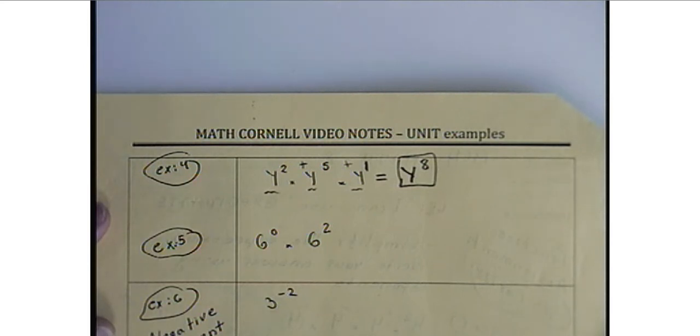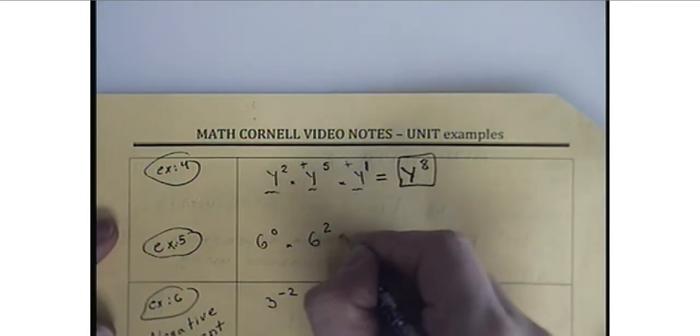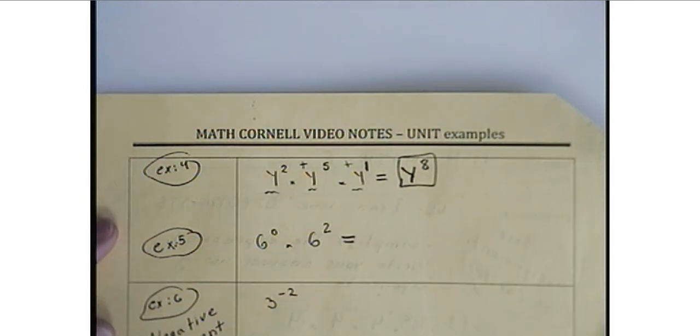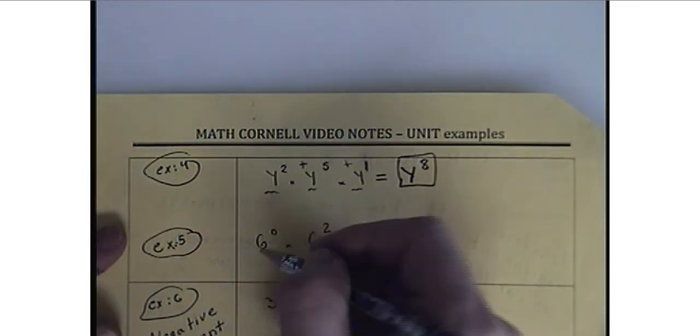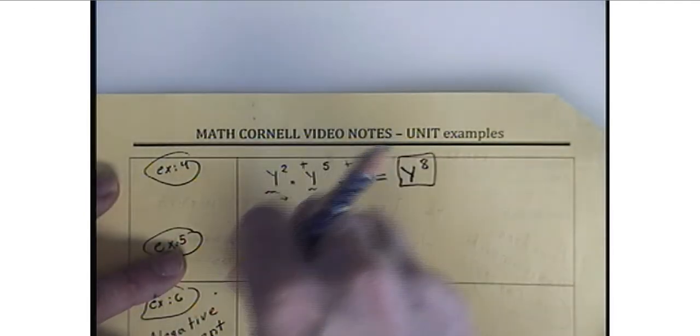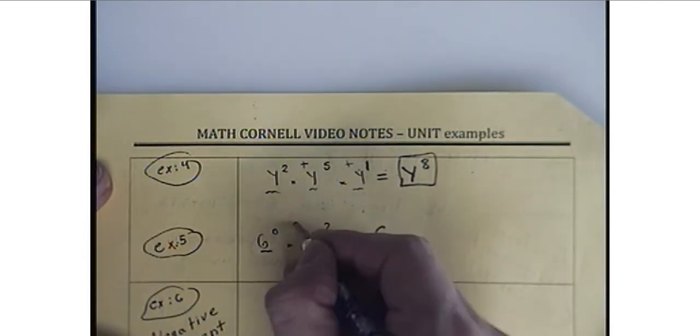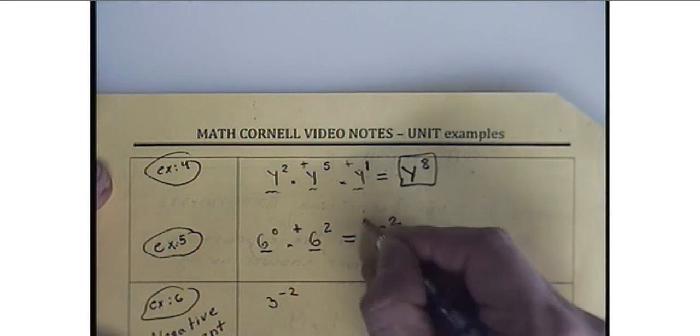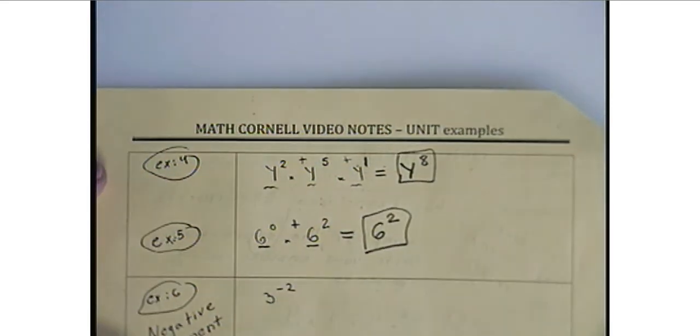Now, look at this example. We have 6 to the 0 times 6 to the second power. There are two ways to calculate that. We know 6 to the 0 is 1, so 1 times this will give us 6 to the second. Or, on the other hand, you can say, I have power of 6 and power of 6, so I will put 6, and 0 plus 2 will give me 2, so 6 to the second power will be my answer.